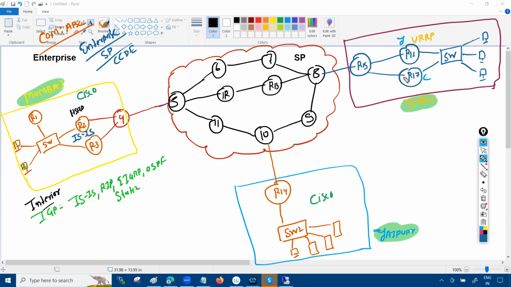Over here, again, we have different vendors. We cannot go with the EIGRP protocol. I'm going with OSPF now, between router 5, router 16, and router 17. How about this location right now? Either you can go with a default route, because this is single-homed connectivity, or we can go with the EBGP protocol.